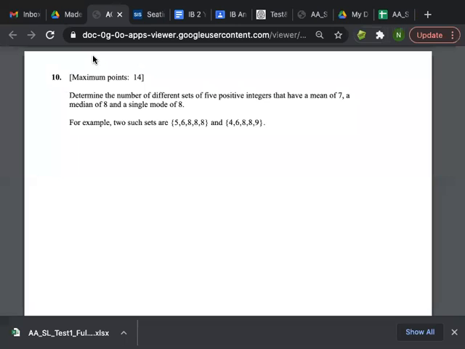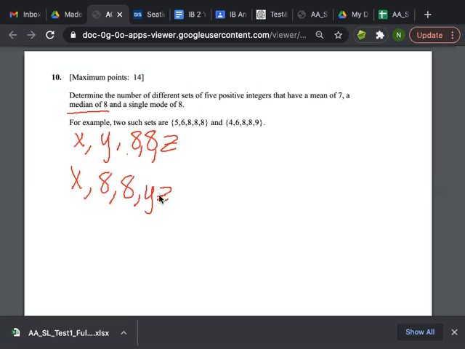And so the combinations that I could have are X, Y, 8, 8, Z. Because it's a median of 8, the middle number always has to be 8. Couldn't it also be X, 8, 8, Y? It can, you're right. So it could also be X, 8, 8, Y, Z.